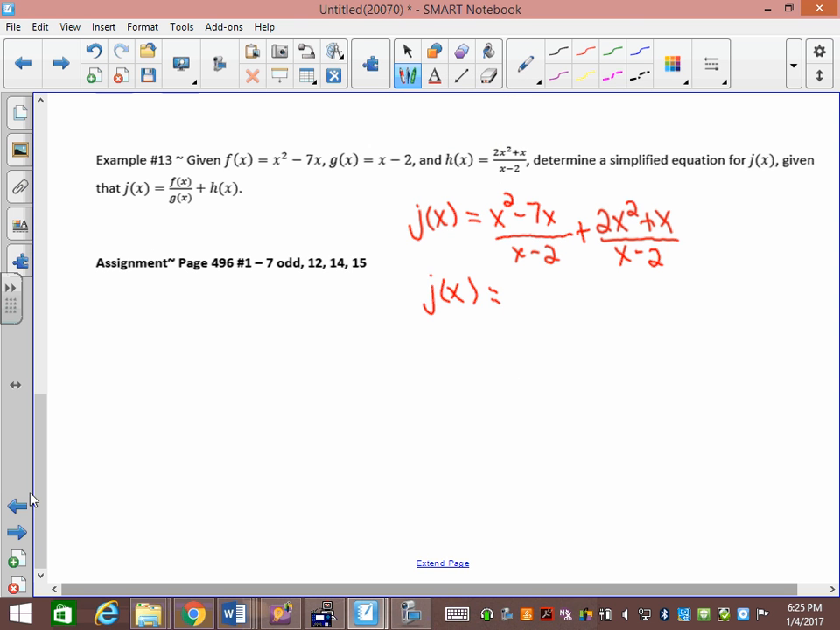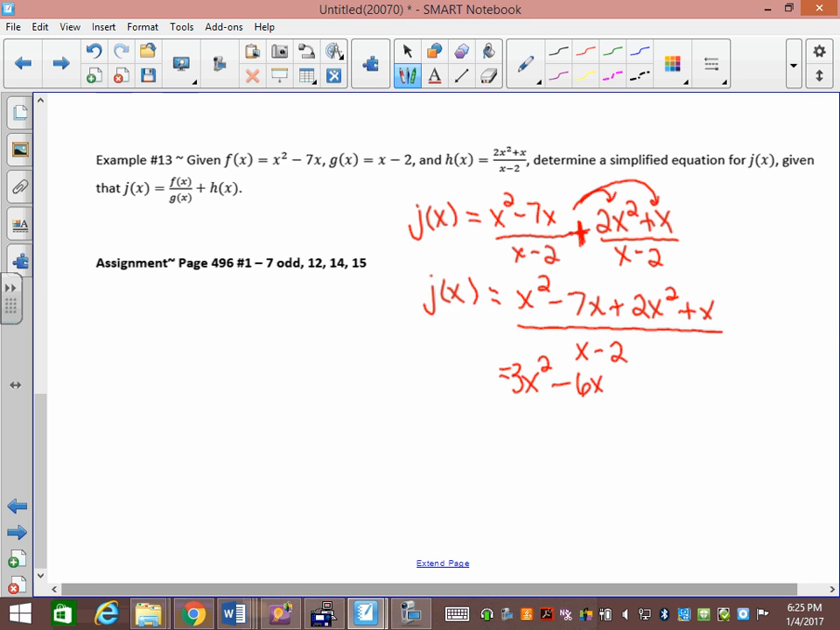j of x equals x squared minus 7x plus 2x squared plus x. Remember, if this wasn't a plus sign here and it was a minus sign, you'd have to actually distribute the minus sign into both. You'd have to remember to do that. But distributing a plus sign doesn't change anything. So if we forgot to, it wouldn't be the end of the world, but you are technically distributing a plus sign in. All over x minus 2. And so it equals 3x squared minus 6x, when you collect like terms, 3x squared minus 6x over x minus 2.